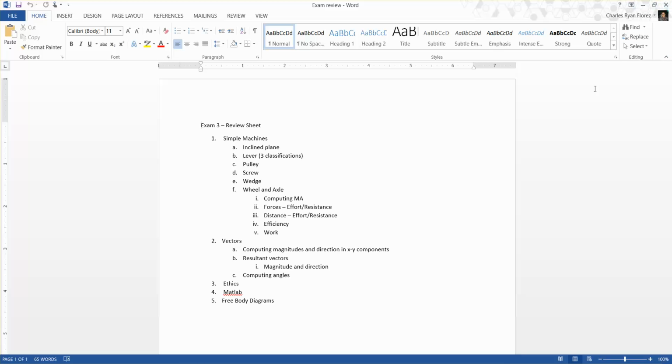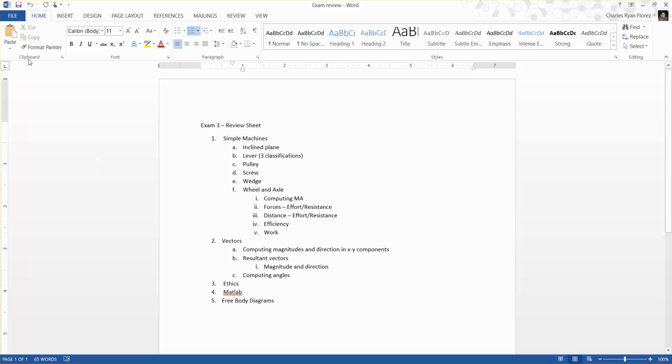Okay, so first thing, like I said, make sure you remember what these are. So there's probably going to be a question on the exam that's going to ask you, what are the 6 simple machines, or name the 6 simple machines. And what you're going to have to do is essentially just write down these 6 here.